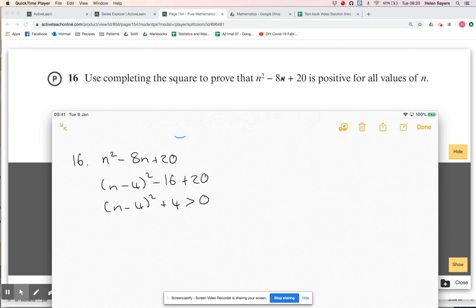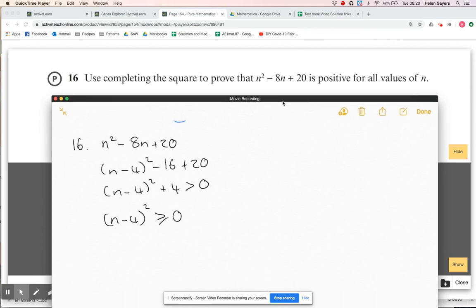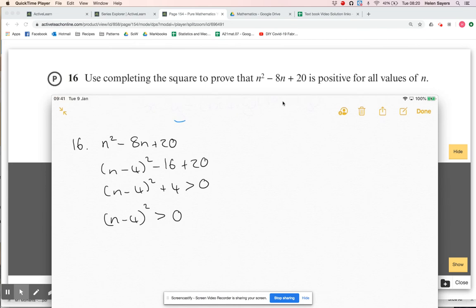So the best way is just to say, well, n minus 4 all squared. The minus 4 is kind of irrelevant there. Anything squared is always going to be greater than or equal to 0. This is a proof, so you do need to be really careful that everything is totally accurate. If I'd just put greater than 0 there, that would not technically be correct, because it could equal 0. If n equals 4, then that does equal 0. So anything squared is always greater than or equal to 0. So if you then add 4 to it, it's always going to be greater than 0.